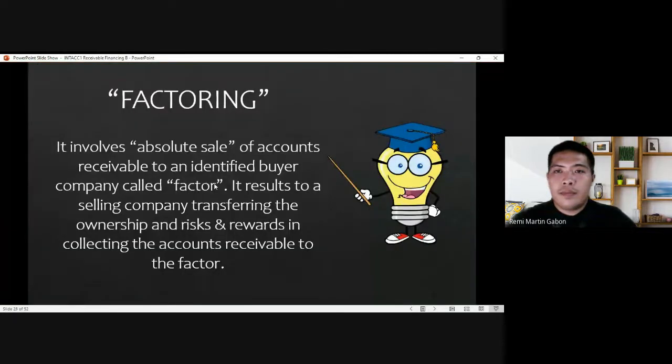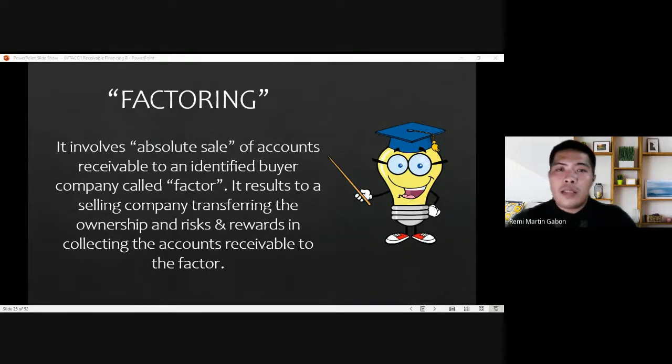factoring. So for factoring, it involves absolute sale of accounts receivable to an identified buyer called factor. So the one who buys the accounts receivable is called the factor. It results to a selling company transferring the ownership and or risk and rewards in collecting the accounts receivable to the factor.